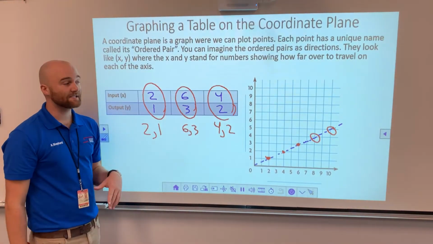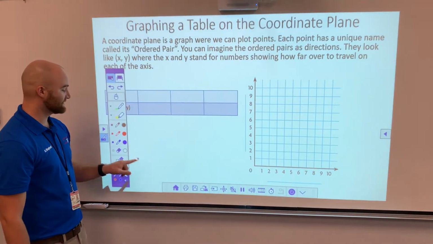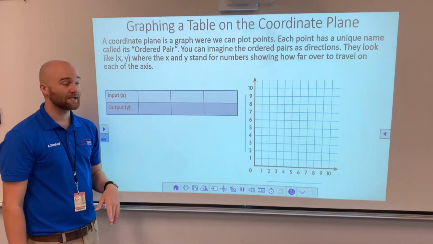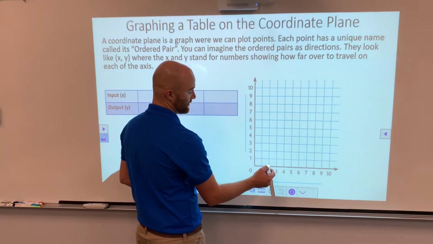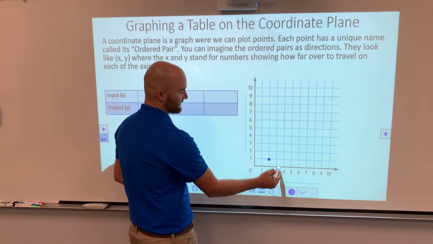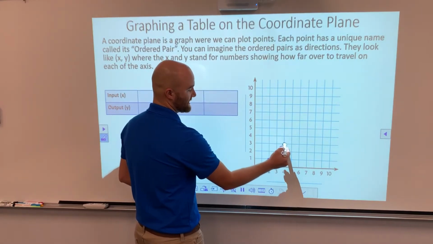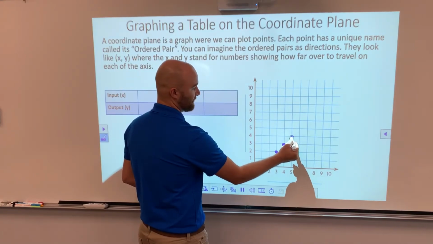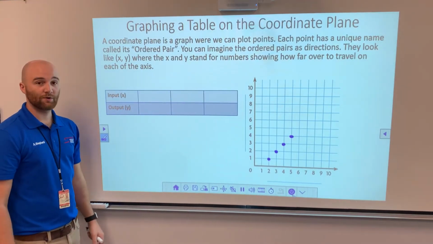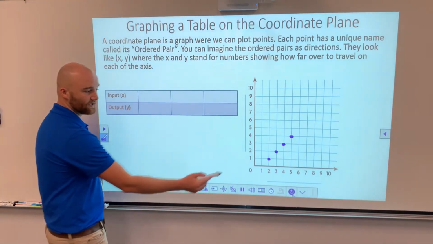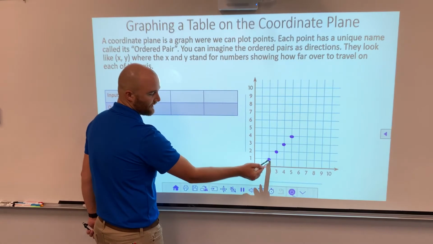All right, let's see what happens if instead of giving us the table and asking us to plot, they give us the coordinate plane, they give us some dots, and they ask us to put it into the table. So let's go with 2, 1. Let's go with 3, 2. Let's go with 4, 3. Let's go with 5, 4. What if they give us these dots and they ask us to start figuring out what should go into our input-output table? Well, this dot right here, I got by coming from the origin, over 2, and up 1.